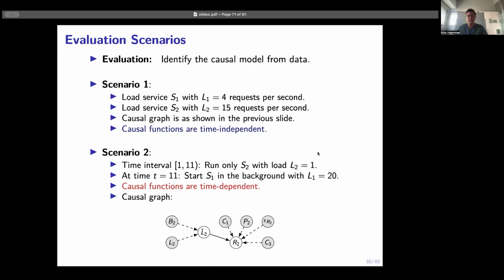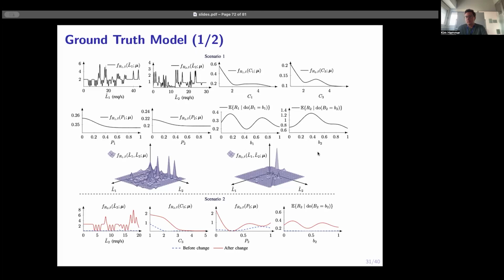And to evaluate the performance of our method, we also need to have access to the ground truth, to the real causal functions. And for this purpose, before we do the evaluation experiments, we do a very lengthy monitoring phase of our system, where we monitor it for several days and even weeks to collect a lot of measurement data of all of our system variables. And that then allows us to estimate here the ground truth causal functions.